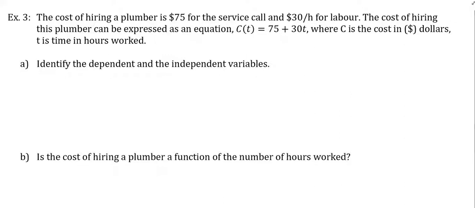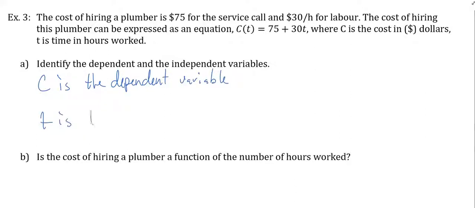Which one is the independent variable and which one is the dependent variable? Do you remember talking about this? What do you think? Is C dependent? So why do you say that? Because how much you have to pay depends on how long it's there for. Very nice. I like how you said it too. Say that sentence in your head so that it makes sense. How much you pay depends on how long they're there. So C is the dependent variable and T is the independent.